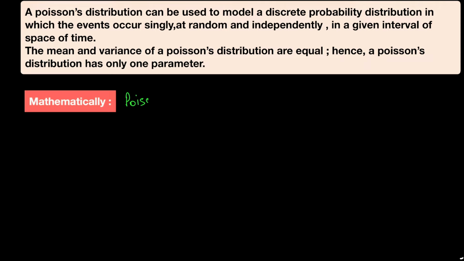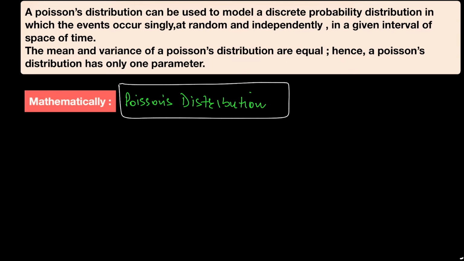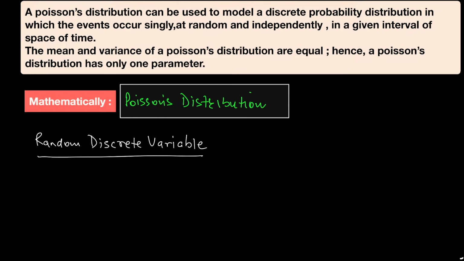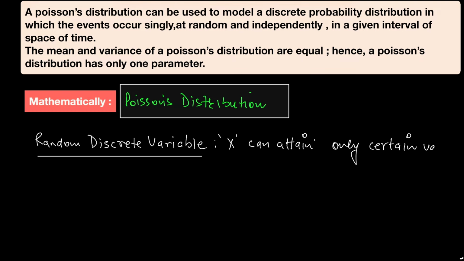Poisson distribution, first of all, the very important thing which we need to understand, this is Poisson distribution which we are studying today. So first thing which we need to understand is random discrete variable. What is meant by random discrete variable? When we say that x is a random discrete variable, it means that x can attain only certain values in a given interval.